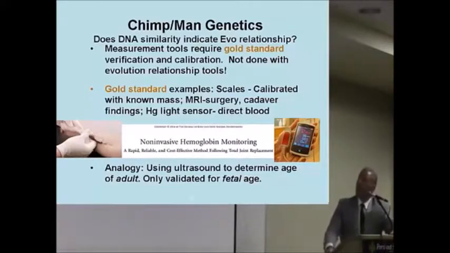Again, does DNA similarity indicate evolutionary relationship? The problem with evolution, quote, science, is that they use these measurement tools, but they're not validated. In conventional sciences, every tool we use is validated against some gold standard. For example, if you want to make a new kind of scale, you validate the accuracy of the scale by weighing multiple things of known mass.